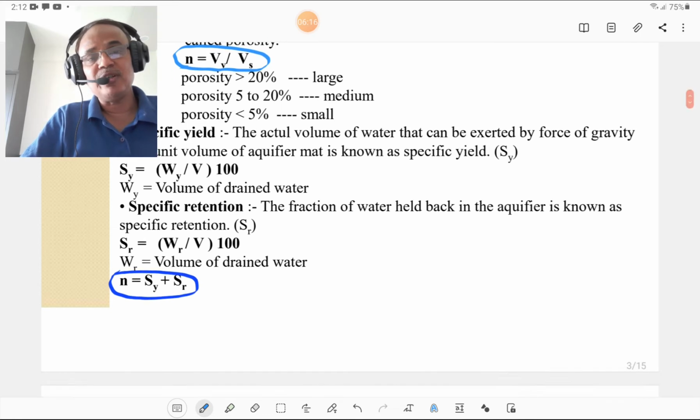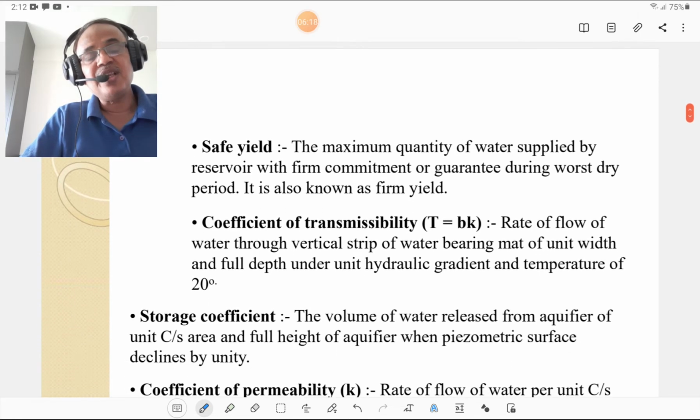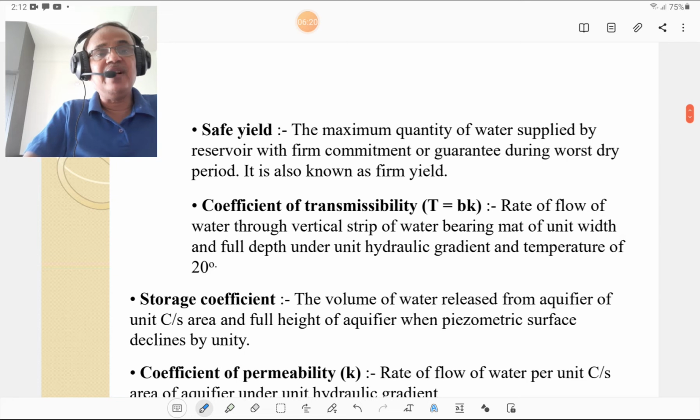That is important. Then safe yield. What is the safe yield? The maximum quantity of water supplied by a reservoir with firm commitment or guarantee during the worst dry period is known as firm yield.